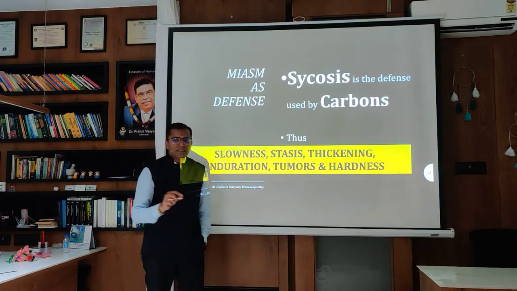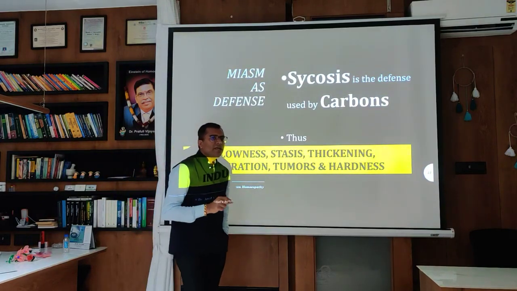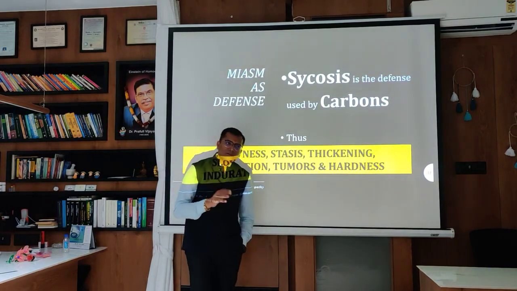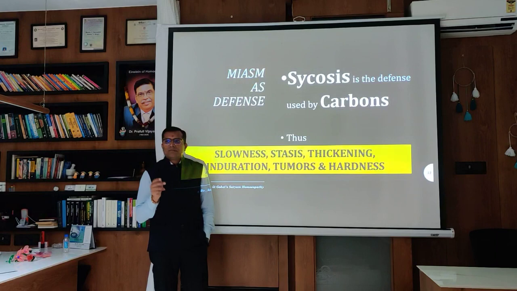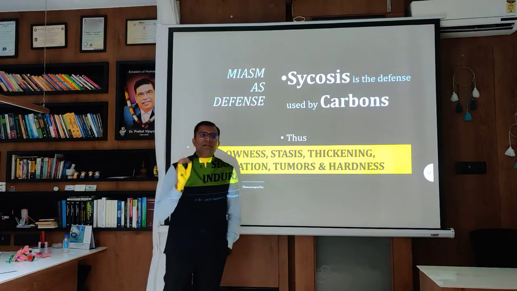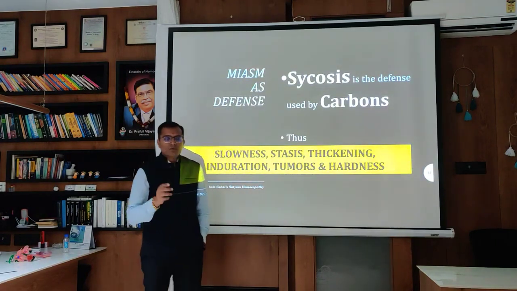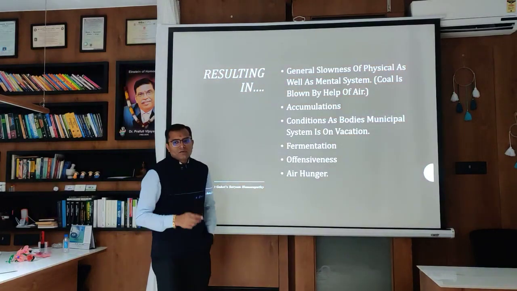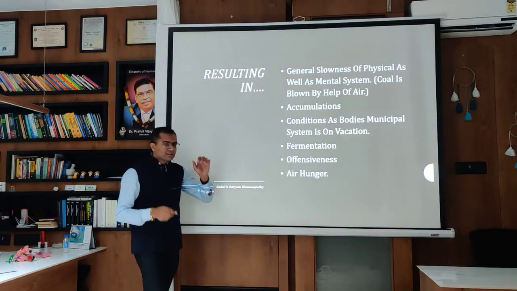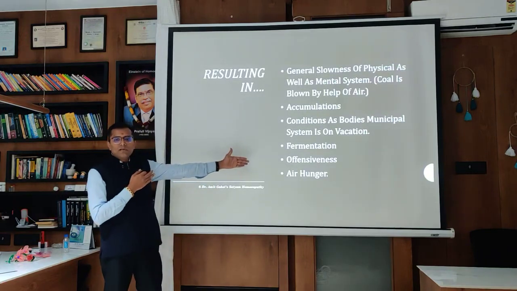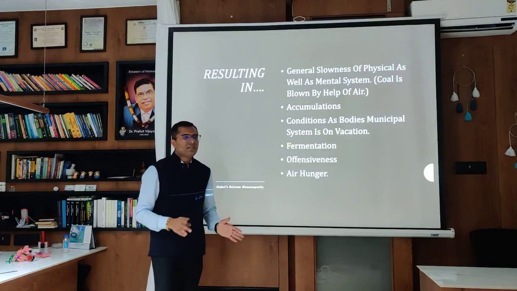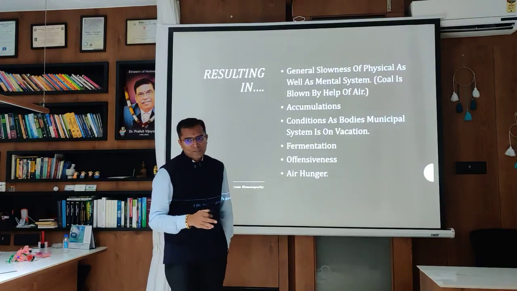So thickening and induration happen because of excess of fibrin. Tumor, hardness, excess of fibrin. Stasis because of laxness of the elastin. So this is slowness because of laxness of the elastin. So this component results in a general slowness at the physical as well as mental level.